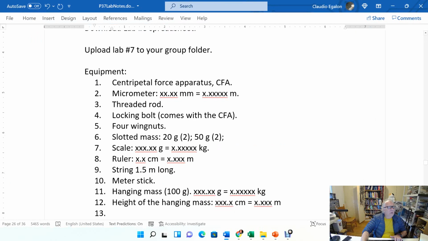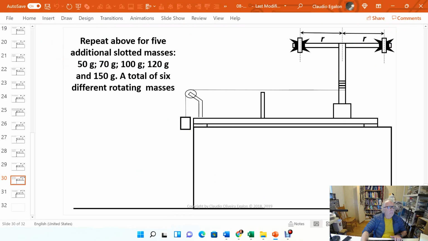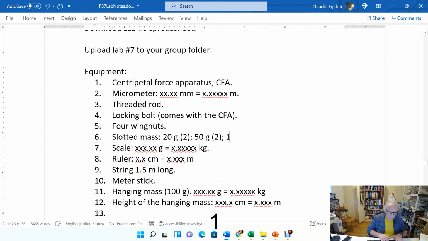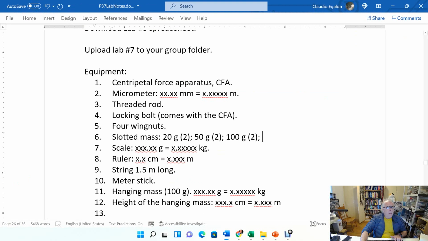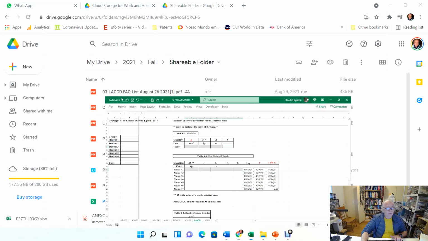For the 70 grams, you're going to combine 50 with another one of 20. You're going to need 100 grams as well. The 120, you're going to combine the 100 with the 20 grams. And the 150 is going to be 100 with the 50. So all you need are those 6 different slotted masses for your experiment.